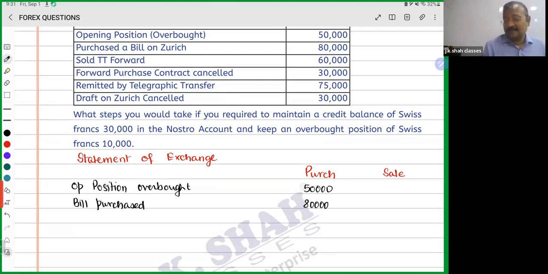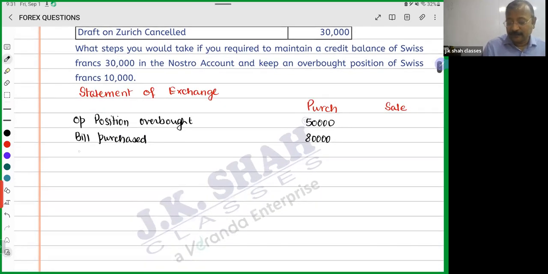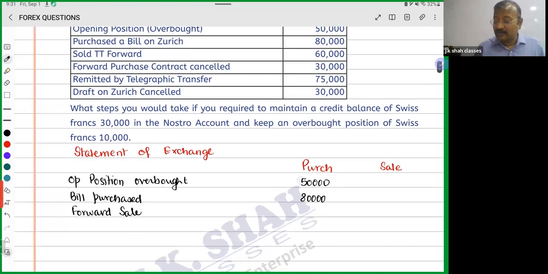Okay, then sold TT forward. What does TT mean? Telegraphic transfer. I explained that, no? Just a currency transaction, right? Now they are saying sold TT forward. Meaning this is a forward sale, right? So the forward sale will come only here. $60,000.